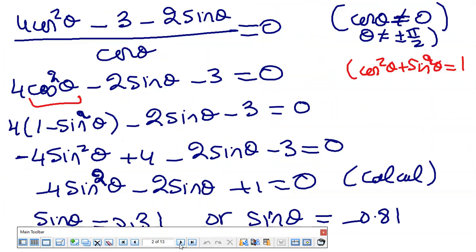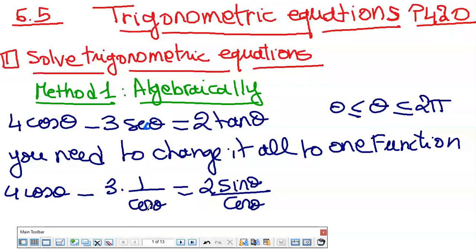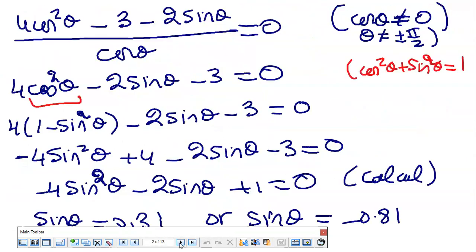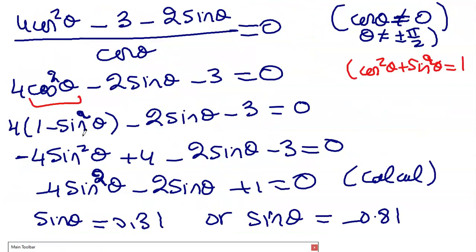And now we're going to make it the same denominator. To be able to do that, I will multiply the first term by cosine, and the second one I will keep as it is. Then I will have (4 cosine squared theta minus 3 minus 2 sine theta) over cosine theta equal to 0. First I have a fraction, and you know that a fraction is equal to 0 when the numerator is 0.